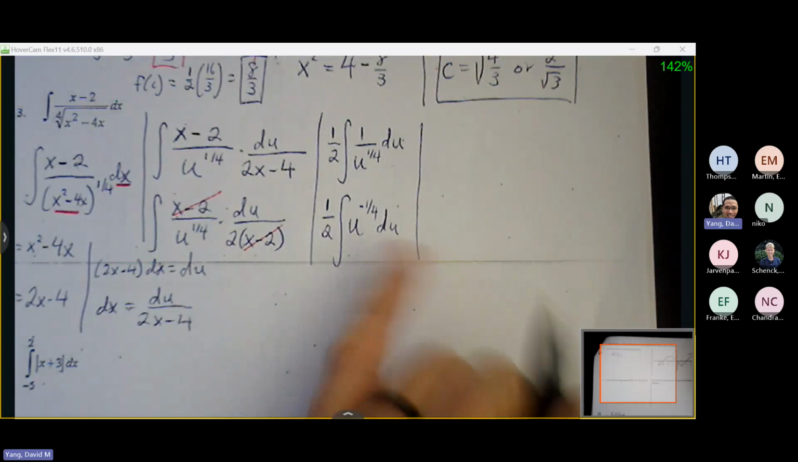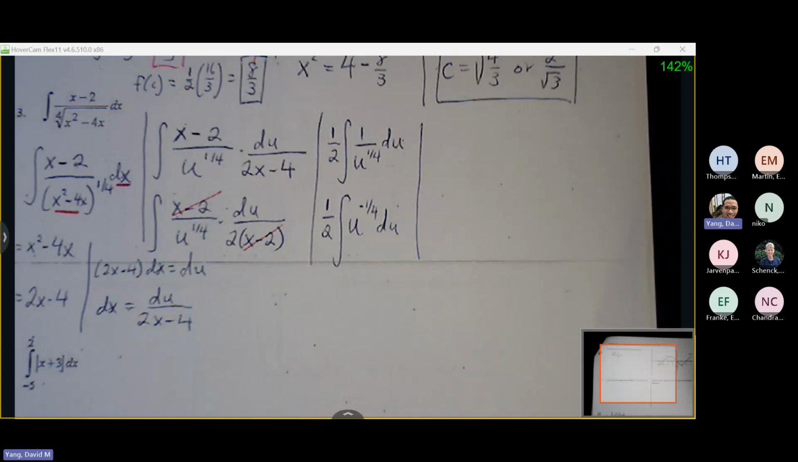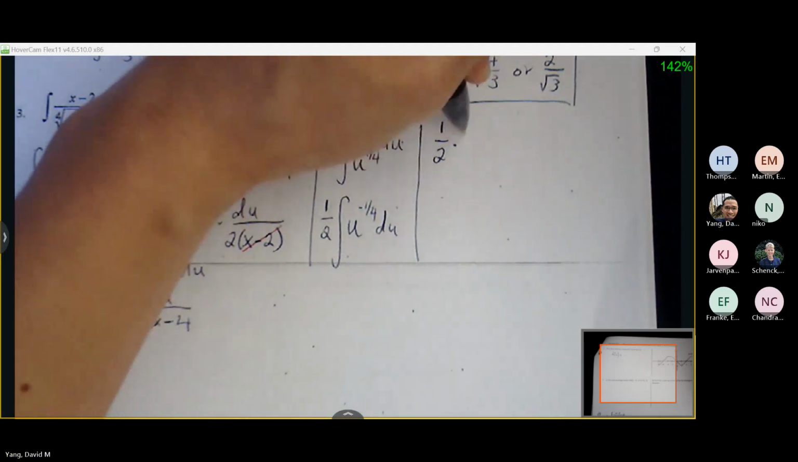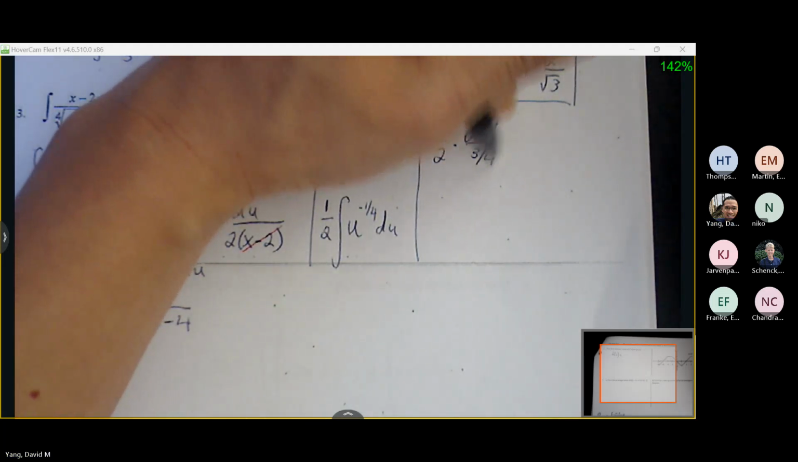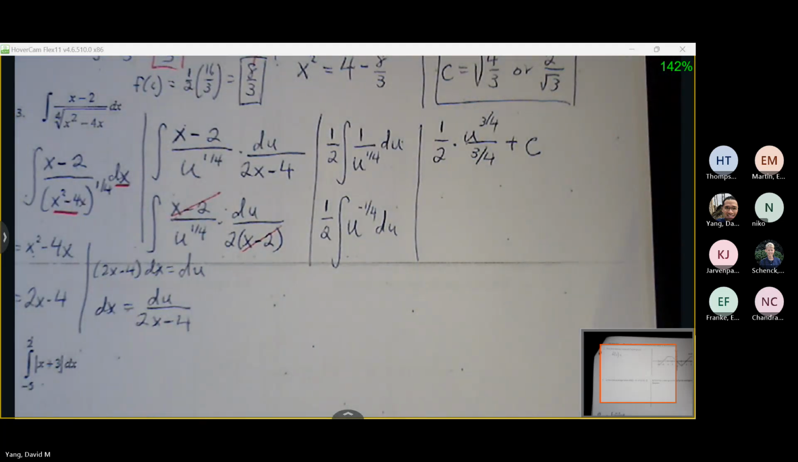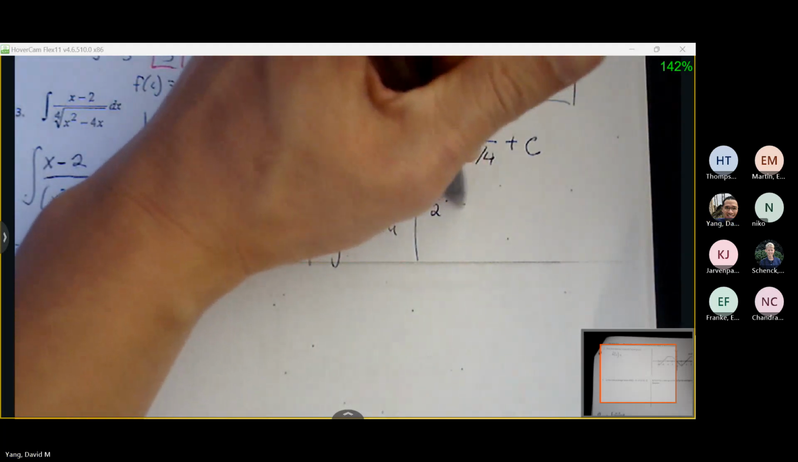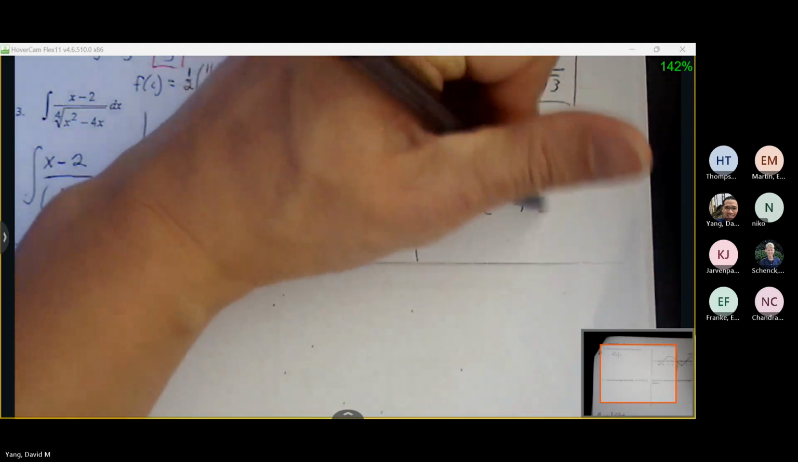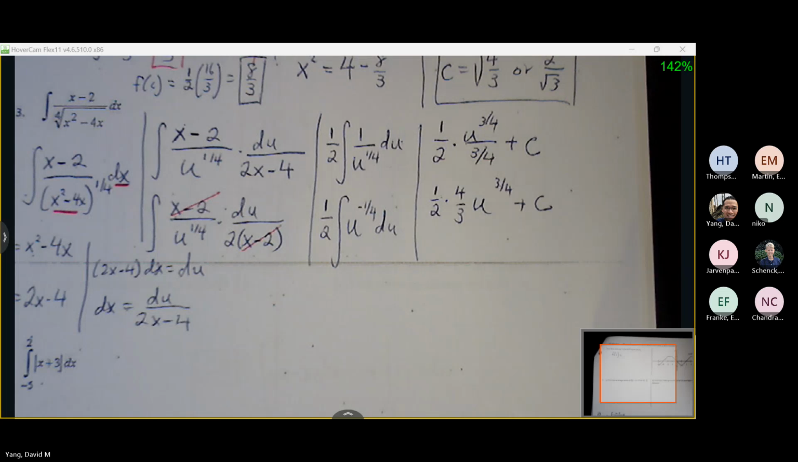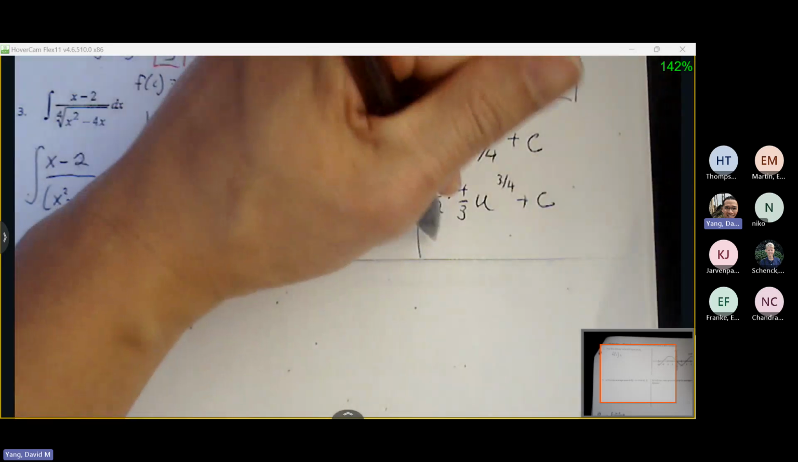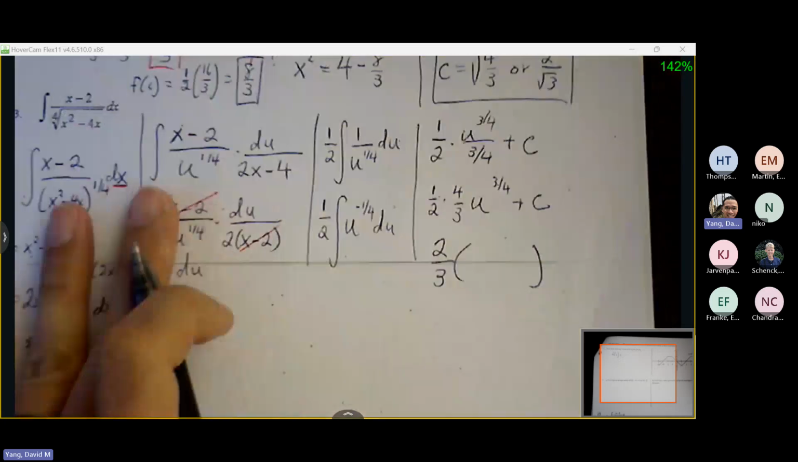Okay, add 1 to the exponent. So we get negative 1/4 plus 4 over 4, or negative 1/4 plus 1. We'll get 3/4 over 3/4. I'll flip that 3/4 since it's a complex fraction in my denominator. Okay, 4/6 reduces to 2/3. And then don't forget, if you're doing u substitution, you want to bring back your x variable.